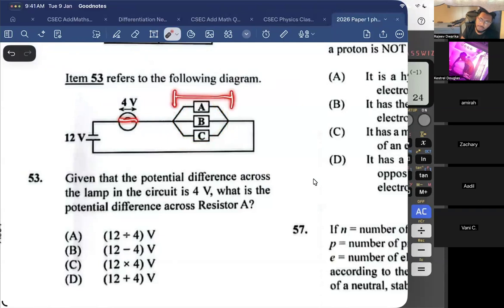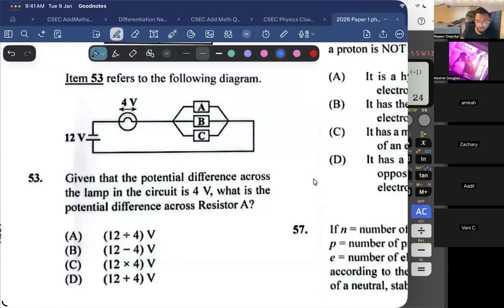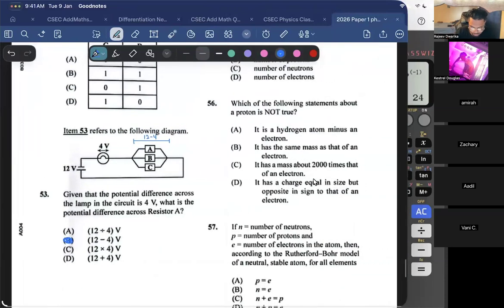If 4 volts is across this, how many volts do you think across this? Nah, we talked about this. Look at the battery. What potential difference is the battery providing? 12. So 4 volts is here, so how many volts here? 12 take away 4. Yeah. So what's the answer? The answer is B. That was easy.